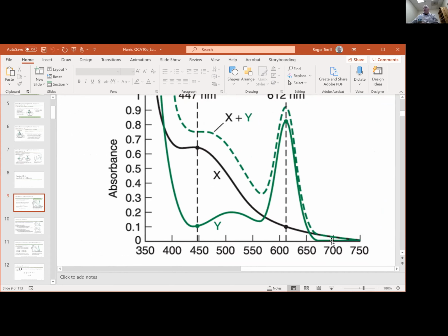So if we look in this region, what can we say about the absorbance spectrum of the 1 millimolar standard X and the mixture X plus Y, looking at it in this region only? If you look around that 700 mark, they'll be equal. Right, exactly. The 1 millimolar standard X and the sum X plus Y have the same absorbance. Now, how is that possible?